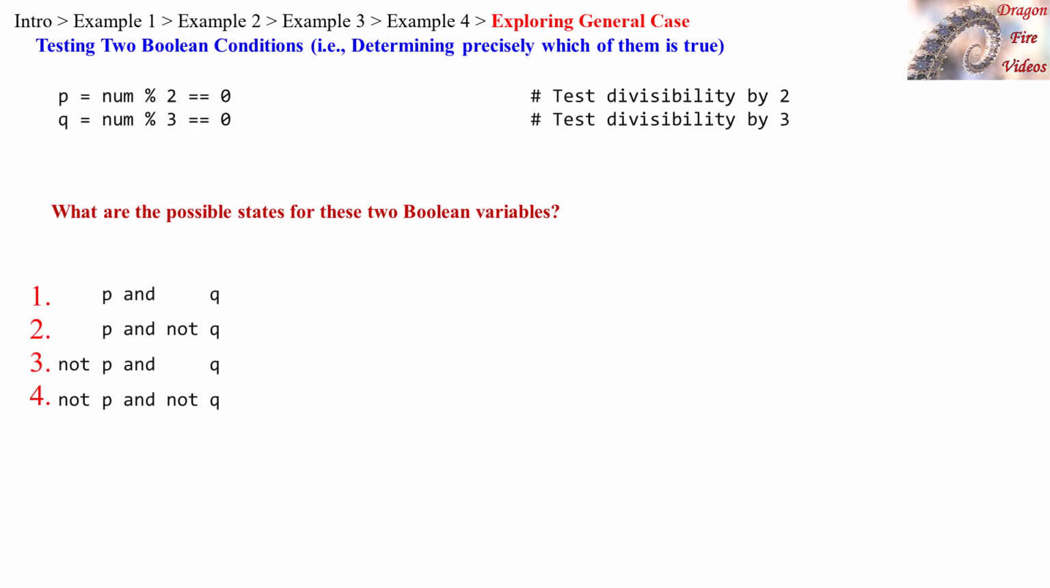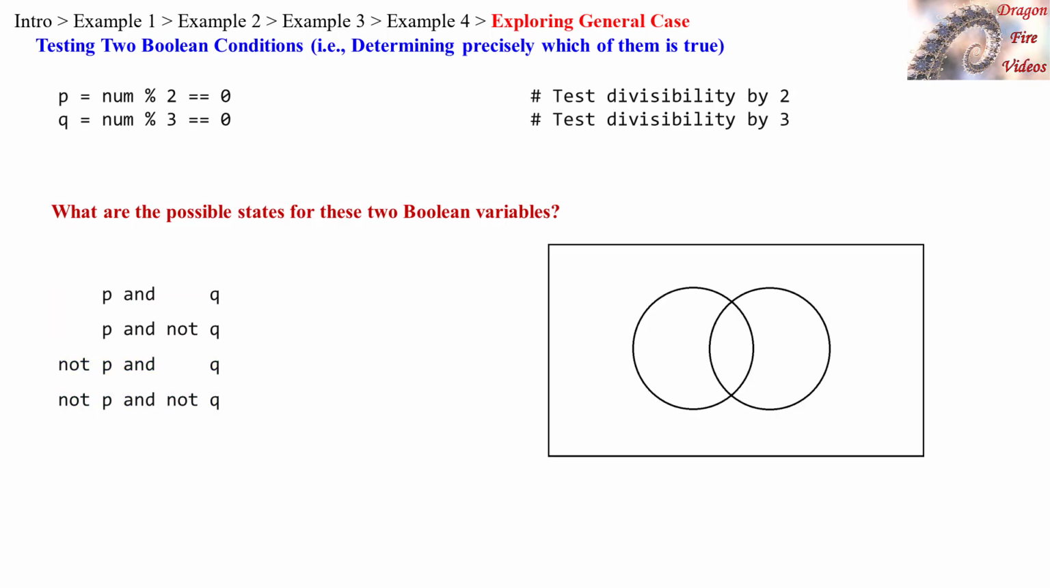So we have 2 times 2 states total, 4. And here they are listed in a table. P and Q, P and not Q, not P and Q, and not P and not Q.